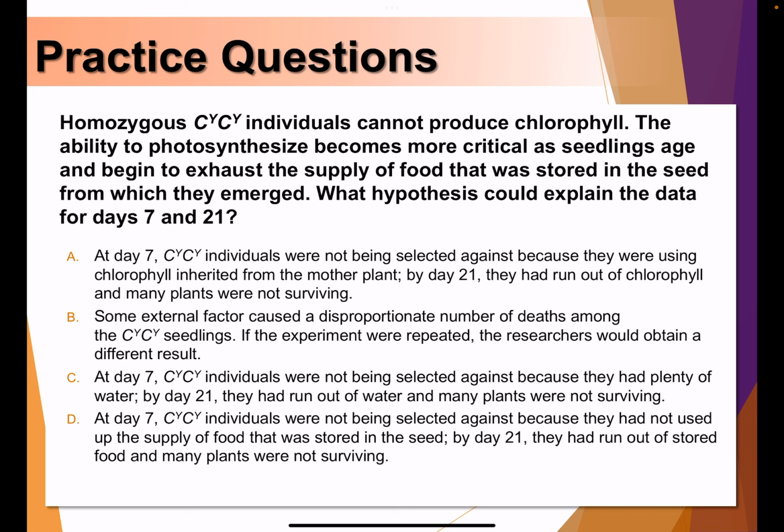It should be D. At day 7, CY individuals were not being selected against because they had not used up the supply of food that was stored in the seed yet. But by day 21, they ran out of stored food, and now the plants are not surviving.